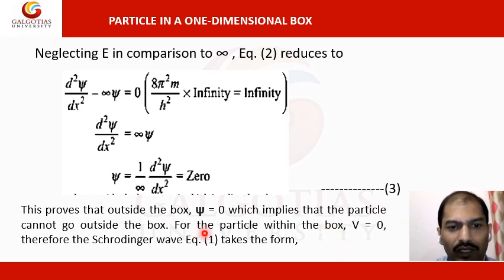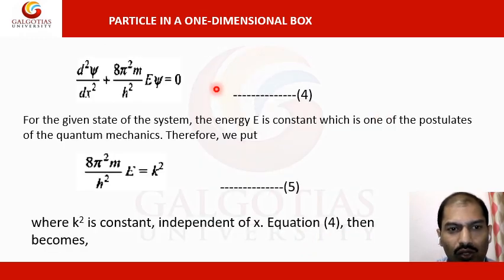For the particle within the box, V equals 0. Therefore the Schrodinger wave equation takes the form, which we can also write in this way: d square psi upon dx square plus 8 pi square m upon h square into E psi equal to 0. So for the given state of the system, the energy E is constant, which is one of the postulates of quantum mechanics.